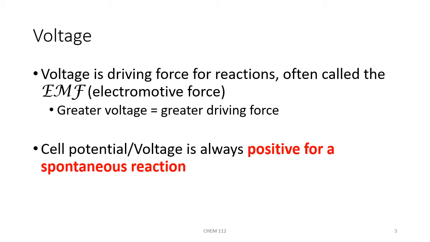So cell potential or voltage is always a positive value if we have a spontaneous reaction, or one that is occurring without any external influence. So recall what we learned about spontaneous reactions previously. They happen on their own. So if we set up two half cells and we connect them with our salt bridge and we have our wire connecting them and the reaction just takes place on its own, that would be a spontaneous reaction that produces a positive voltage.